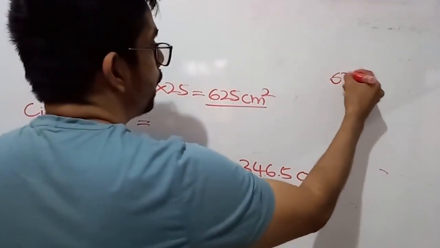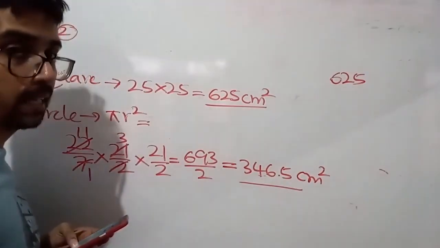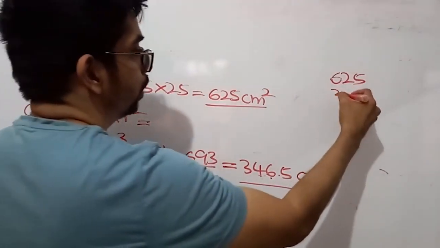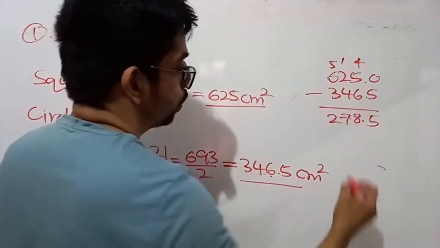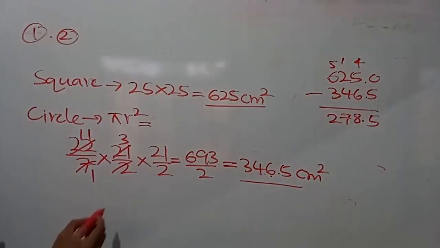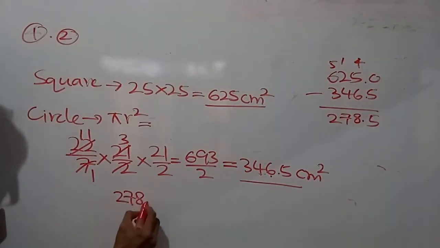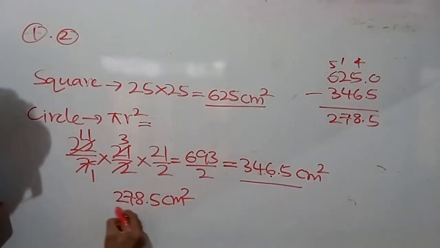Right? We have to take 625 and subtract this amount, 346.5. So, what is the area of the shaded region? 278.5 square centimeters.